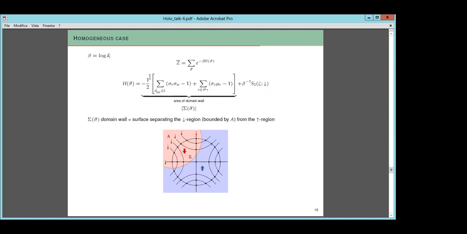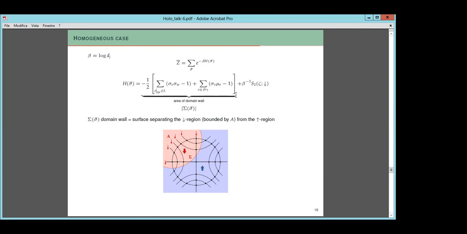Let us first focus on the homogeneous case. Again, we have that the logarithm of the dimension of the link plays the role of inverse Ising temperature. And now we have an Ising Hamiltonian with the first part, which is a proper Ising-like Hamiltonian, and then the bulk contribution.